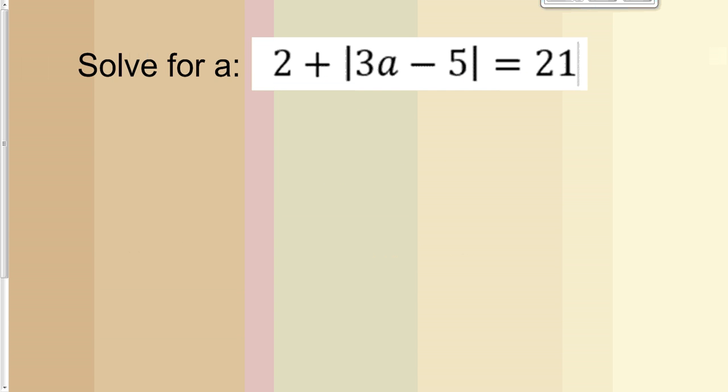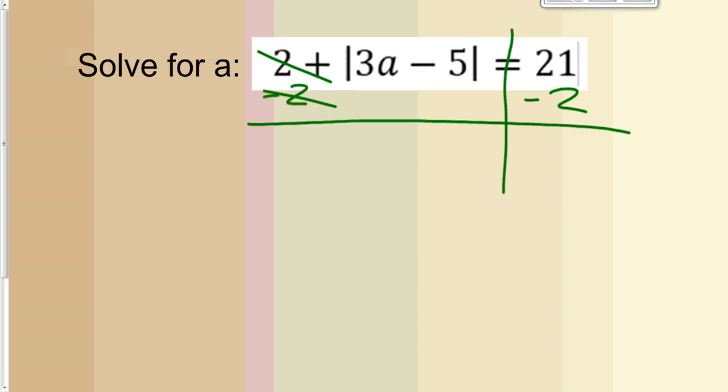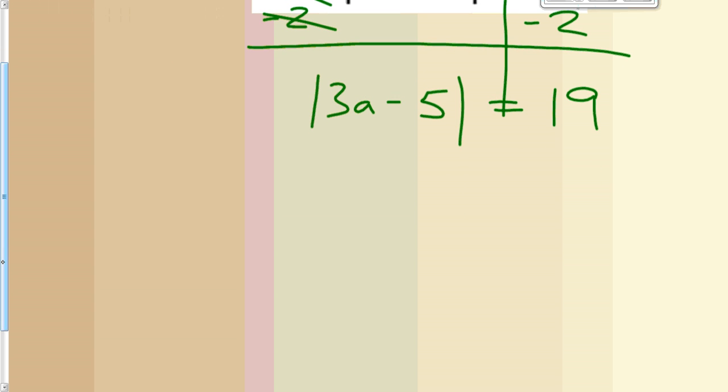And lastly, what if you have something like this? As I said before, if there's anything going on outside of your absolute value, you want to get rid of that first. So since we're adding 2, I'm going to subtract 2 on both sides. Now, once you have your absolute value alone or isolated on one side, you're going to set up your case 1 and case 2. Case 1 is usually the positive case, where this is going to equal 19. So we'll set it equal to 19.